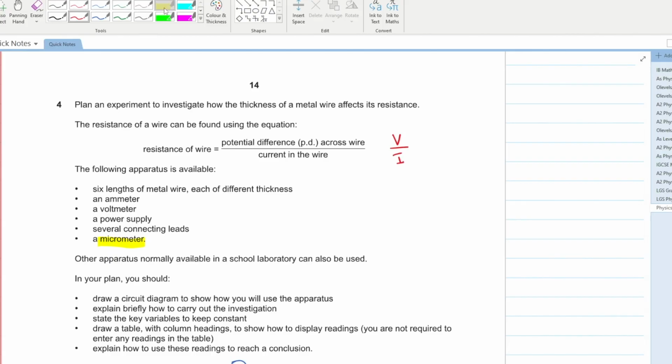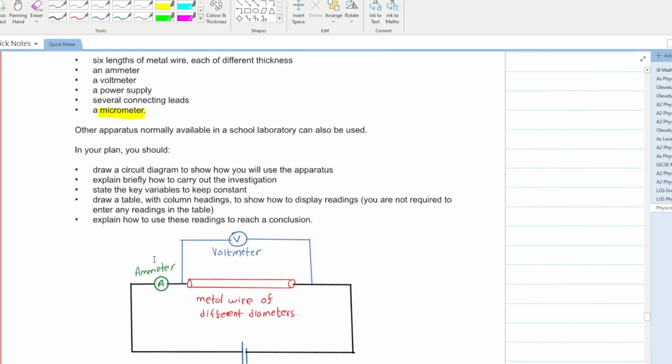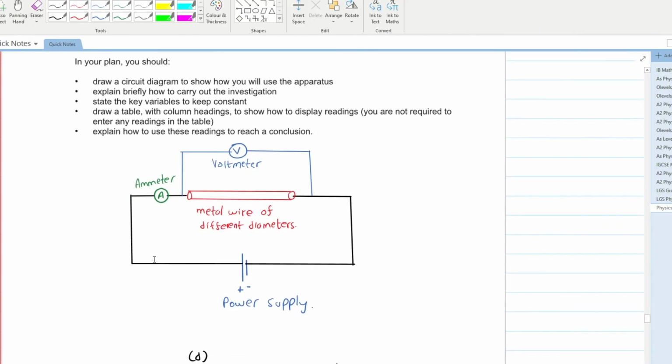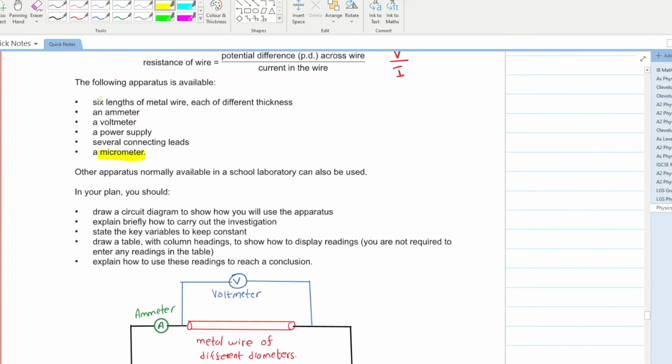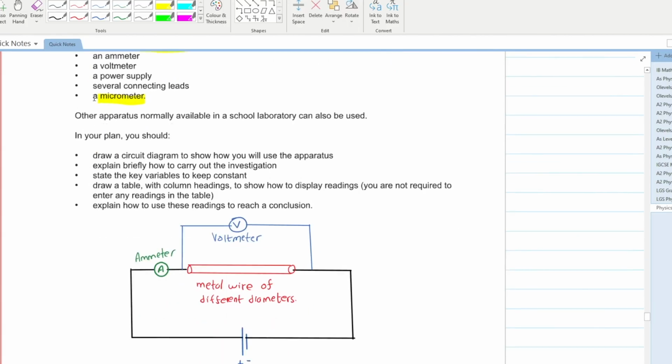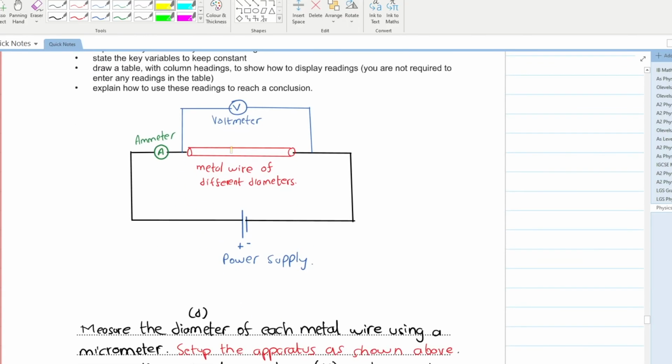Okay. The following apparatus is available. 6 lengths of metal wires are given, an ammeter, a voltmeter, a power supply, several connecting leads and a micrometer. So the experiment is pretty simple. What we will do is, we will take all these 6 metal wires and place them in the circuit like this.